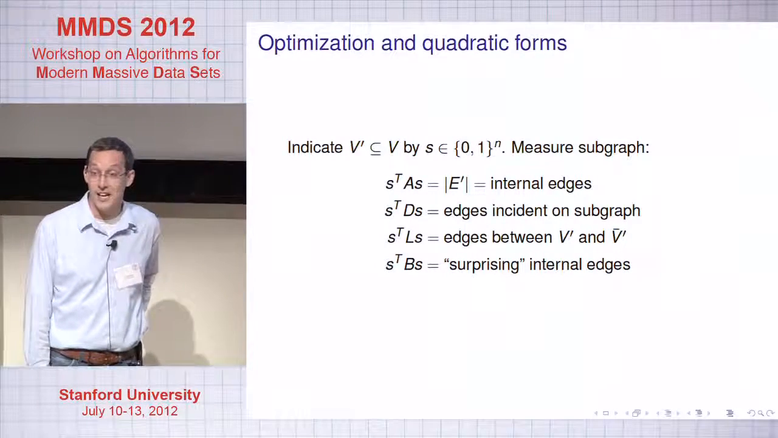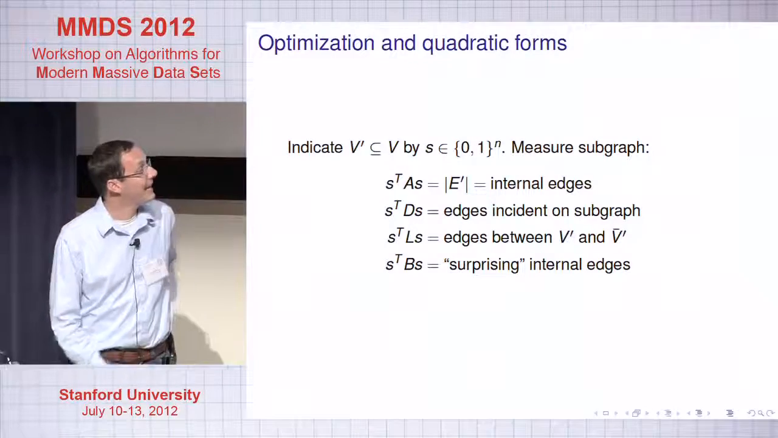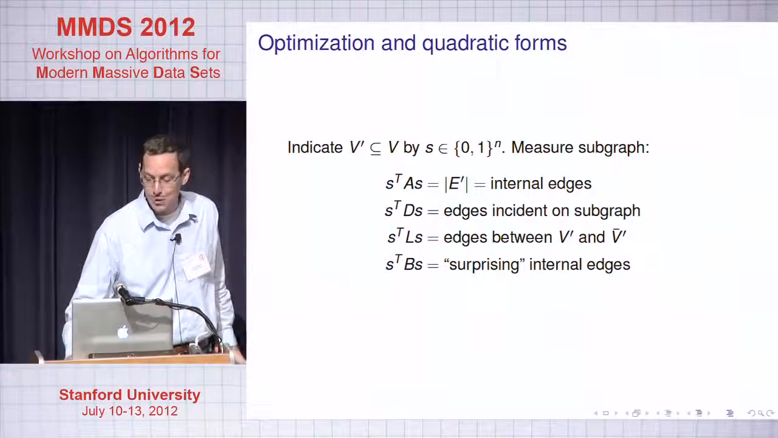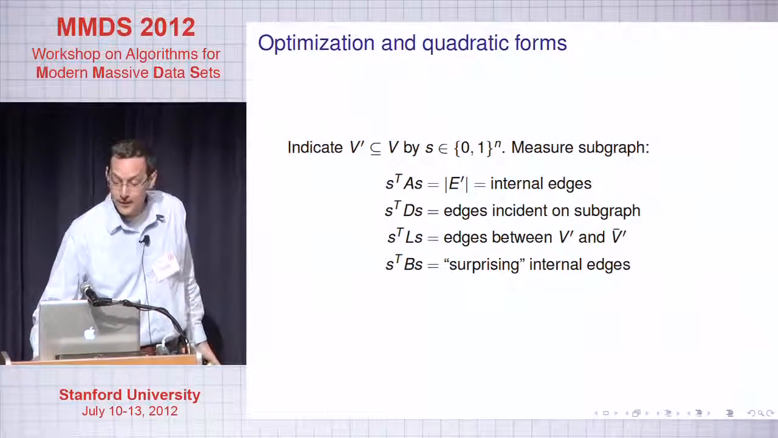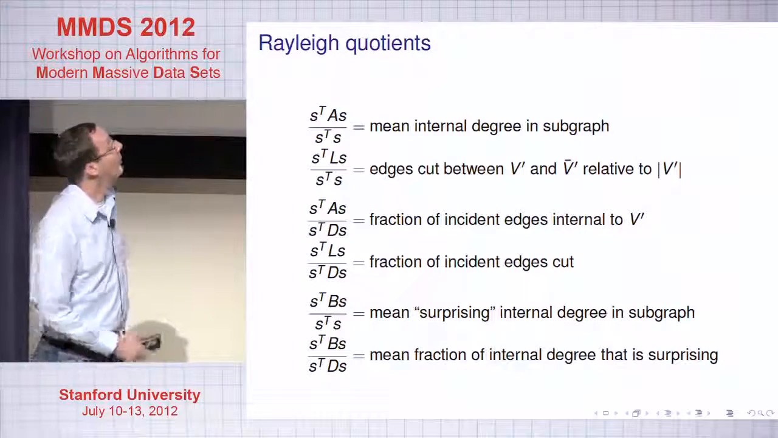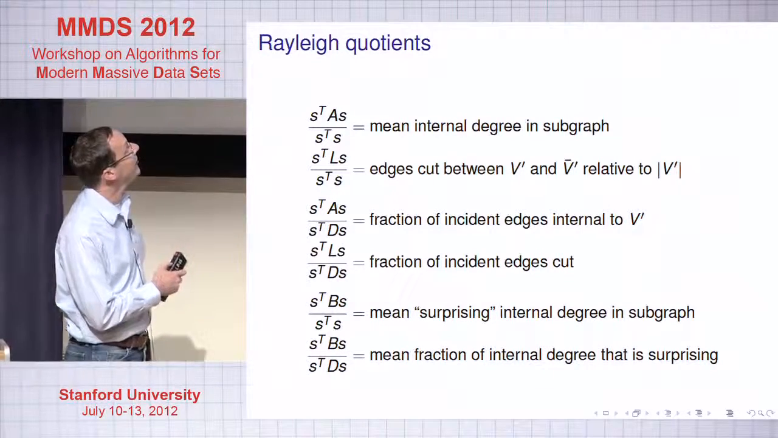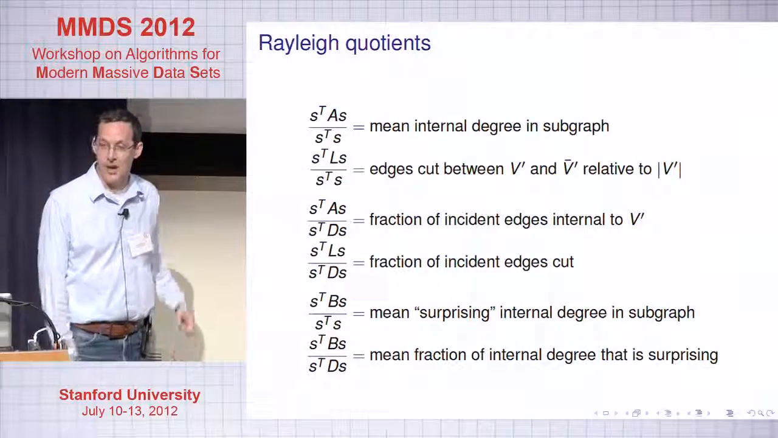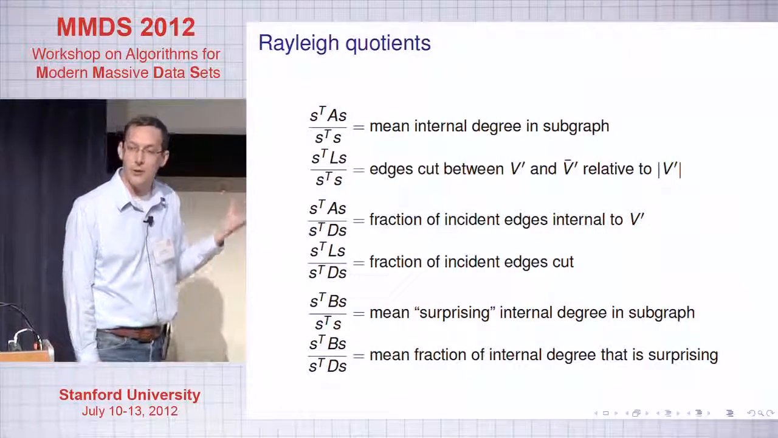That's the number of edges cut. S transpose BS, where B is Newman's modularity matrix, gives me the number of quote-unquote surprising internal edges. Now, this on its own is okay. What's also interesting, though, is that you can take ratios of these things in order to get normalized measures of interesting properties about subgraphs.